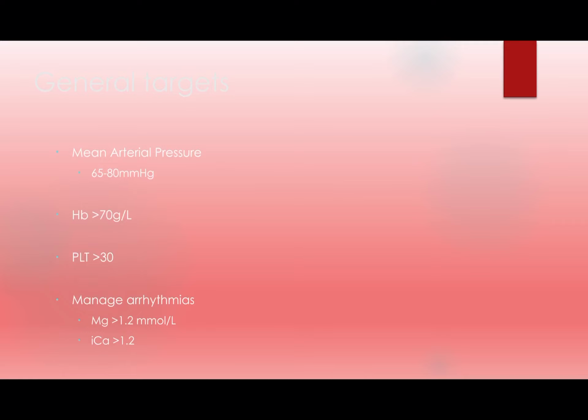Similarly, for platelets, they are at risk of developing spontaneous bleeds, especially in the context of severe hypoxia, where patients can develop spontaneous intracerebral bleeds. So we try not to allow a platelet count to drop less than 30. However, again, it depends very much on each particular patient.